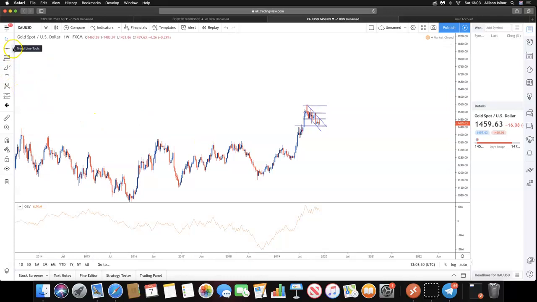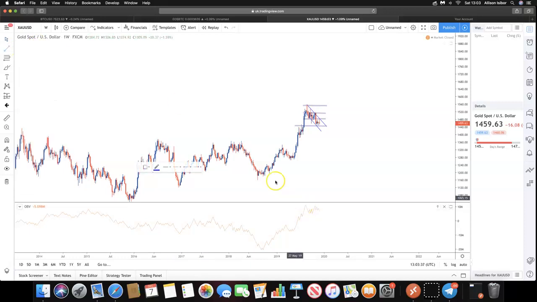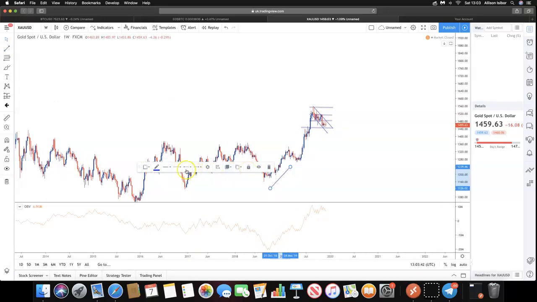Let me just use a trend line to illustrate the point. You can see here gold is making a high, then a low, then another high. Gold has now finished that high, and it's now making a low. So you can see the next step for gold is going to be up this way.